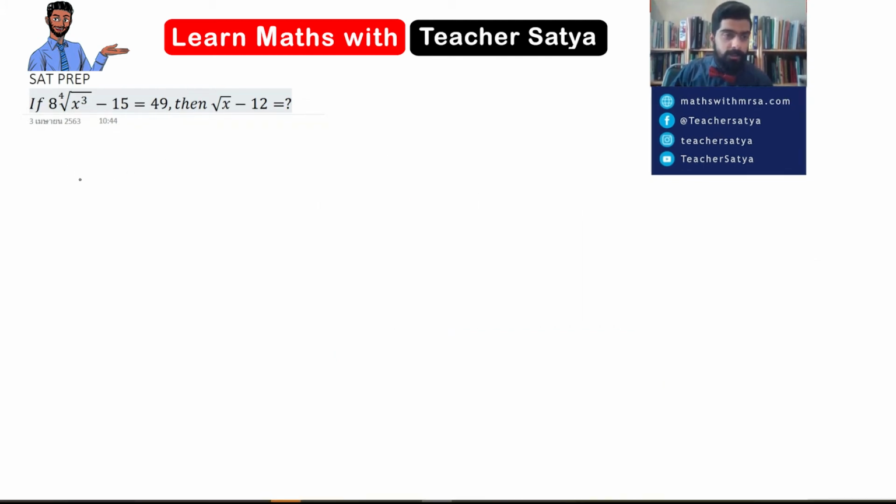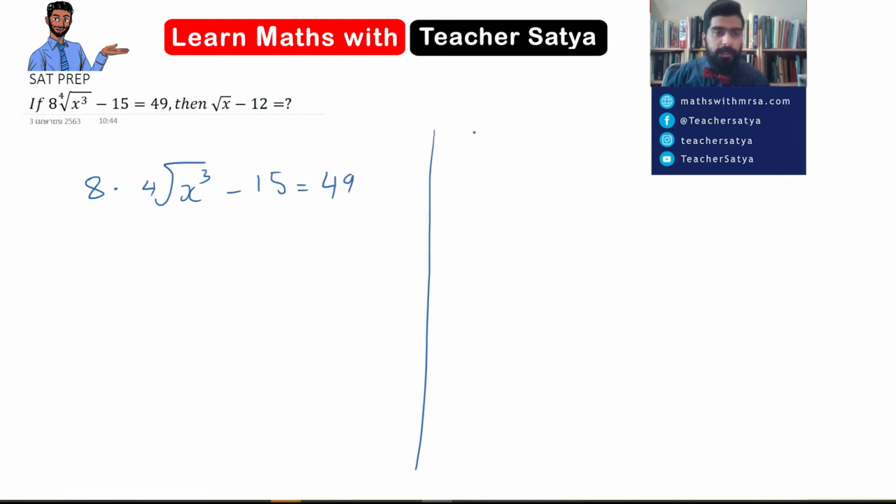So let's see here. So 8 multiplied by 4th root of x to the power of 3 minus 15 is equal to 49. And then they're asking what is square root of x minus 12. So square root of x minus 12 is equal to what? Again, first of all, we need to find the value of x. Hence, we can go here. All right, guys.